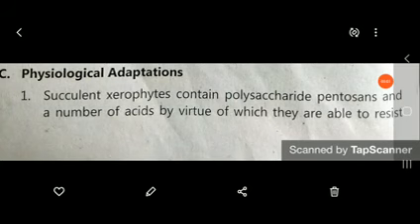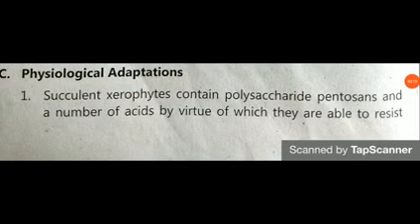Okay, good afternoon all. In the previous lecture we discussed the morphological and anatomical adaptations in the xerophyte. You know what the morphology, that is the external character, and how these external characters get modified according to the xerophytic condition, as well as the internal structure of these xerophytes and how it is modified. You know that now.